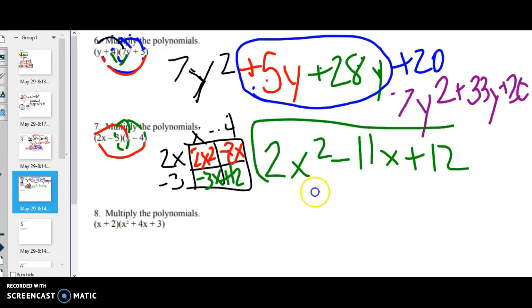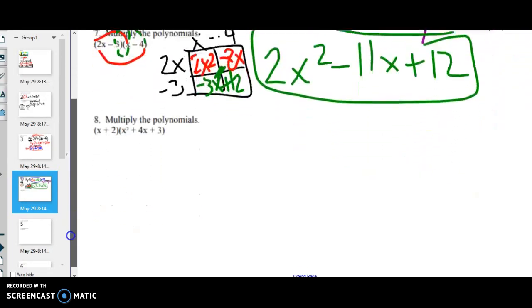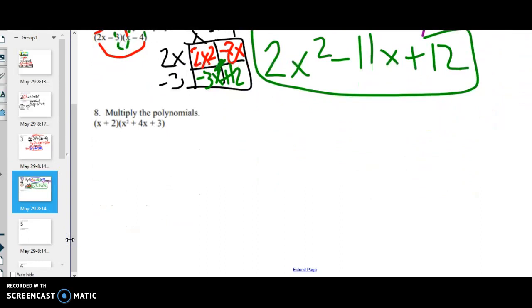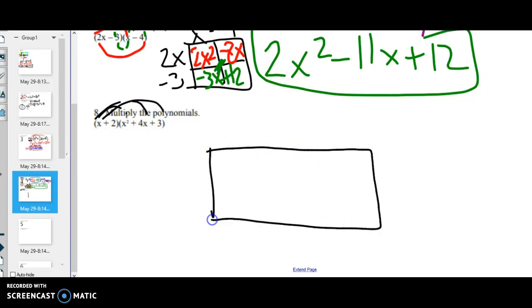So again, a lot of you would come up with the 2x squared, and if it's a multiple choice, they would give you 2x squared plus 12. But do not forget the middle. So right here, you can multiply crooked. I would highly recommend that unless you really feel okay just drawing through on these. Most people do the box for these bigger ones.